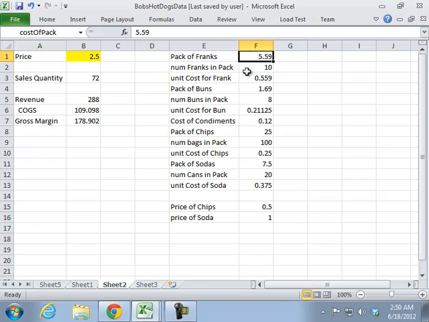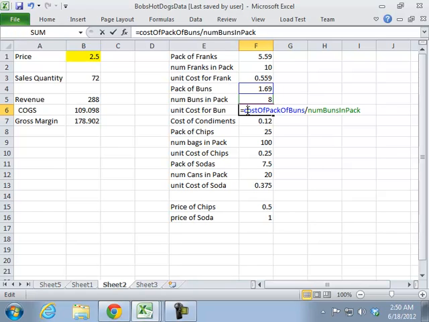So let's work this out. Our pack of franks and our number of franks, when you divide those, you get the unit cost of one hot dog, which is the cost of the pack divided by the number of franks that are in the pack. And the same thing for the bun. The unit cost of the bun is equal to the cost of the pack of buns divided by the number of buns in the pack.